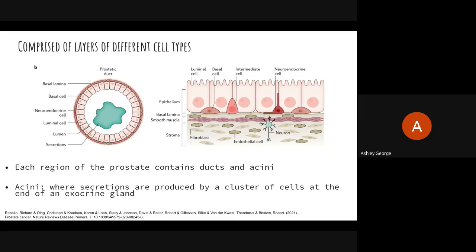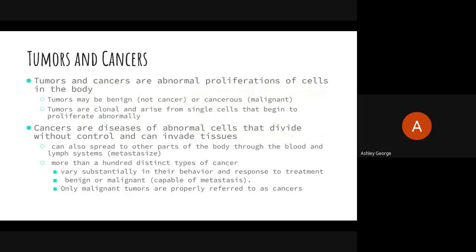Each region of the prostate contains ducts and acini, and I don't actually know how to pronounce this word, acini. Where secretions are produced by a cluster of cells at the end of an exocrine gland. So that kind of helps with that cell-to-cell communication.